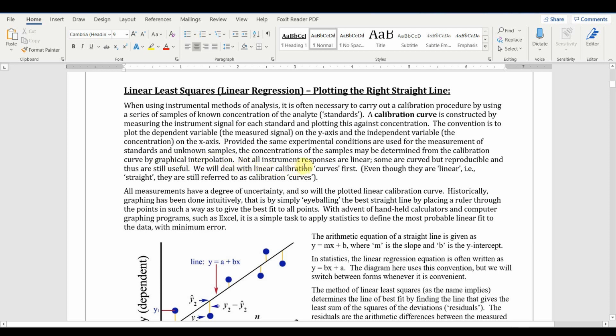Not all instrument responses are linear. Some are curved, but reproducible, and thus they're still useful. We will deal with linear calibration curves first. There's a bit of a misnomer here. Even though they are linear, that is straight, they are still referred to as calibration curves.